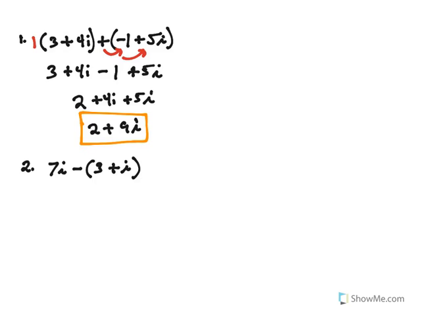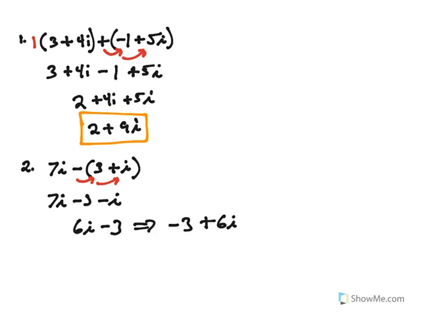And we're going to distribute the minus sign outside of the parentheses. So we have 7i minus 3i minus i. Okay, and then we have 7i, we actually have to combine. 7i minus i is 6i minus 3. And then to write it in standard form, it's minus 3 plus 6i. And that's the form that we should write that in.